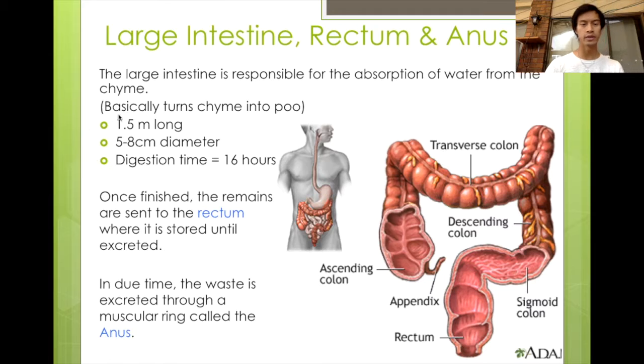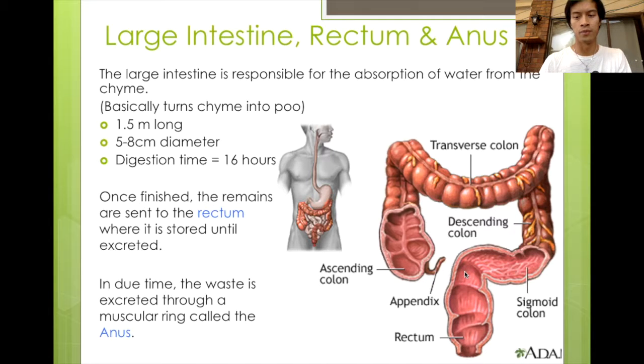It's not as long as the small intestine. It's about 1.5 meters, but it's wider, which is why it's called the large intestine, 5 to 8 centimeters in diameter, and the digestive time here is a whopping 16 hours, right? Because as you get into here, it travels at a very slow rate to get rid of all the water from the food. Once it finishes, it sends the food into the rectum, where it sits until it's ready to be excreted through the anus, or the anal sphincter, which is the muscular ring that is your anus.